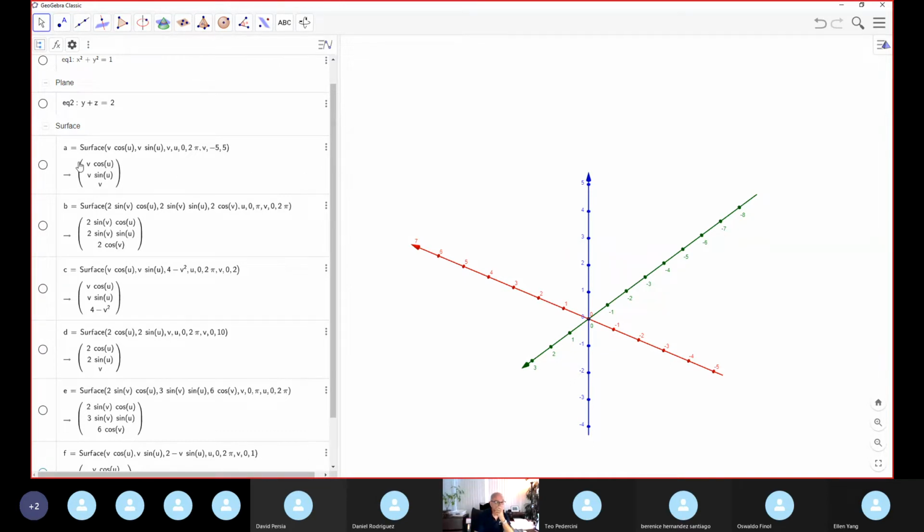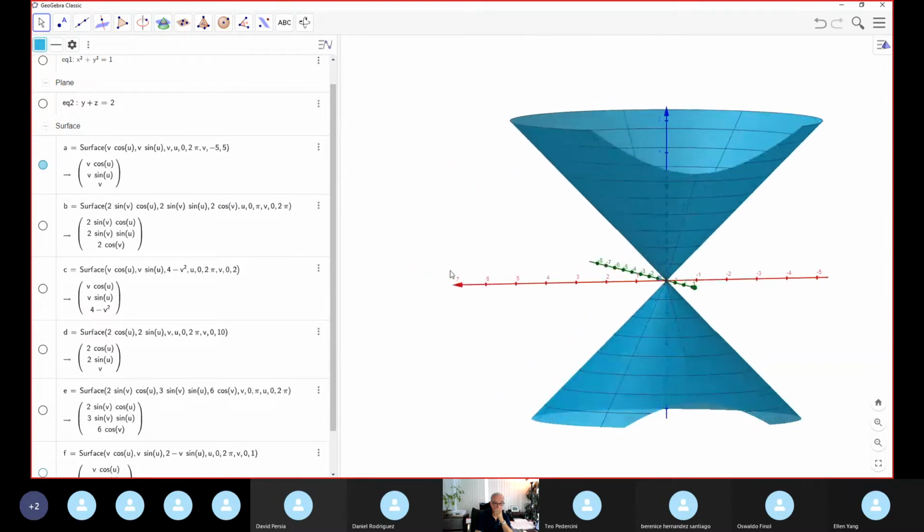Focus on this. I put any arbitrary A, B, C, D, and you put the command Surface, and the command Surface contains 3 functions. The first function is b cosine u, comma, b sine u, comma, b, comma u from 0 to pi, and b from -5 to 5. And you see that? Boom, look at that. A second.